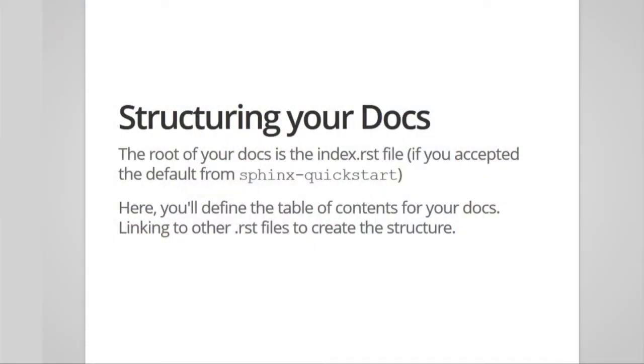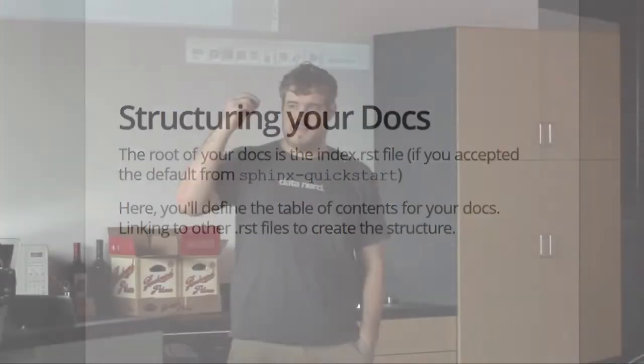So, structuring your docs. The root of your doc is going to be an index.rst file, which is what you selected in your defaults from the sphinx-quickstart. In it, you're basically defining your table of contents. So that's going to be your root document. You're going to define the structure of your documentation, and from there create other RST files that are your actual documentation.